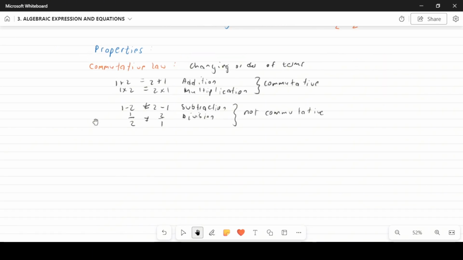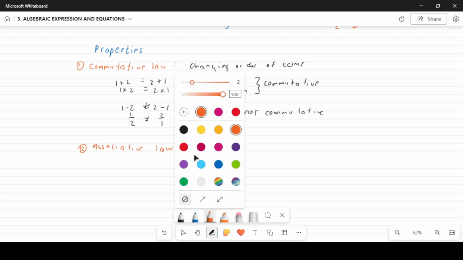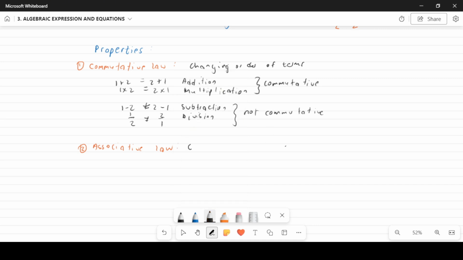Okay, then we talk about the associative property. So that's 1. 2, the associative law or associative property, whatever you want to call it. An operation is associative if grouping terms does not change the answer. Basically, what's the basic idea here? Grouping terms.